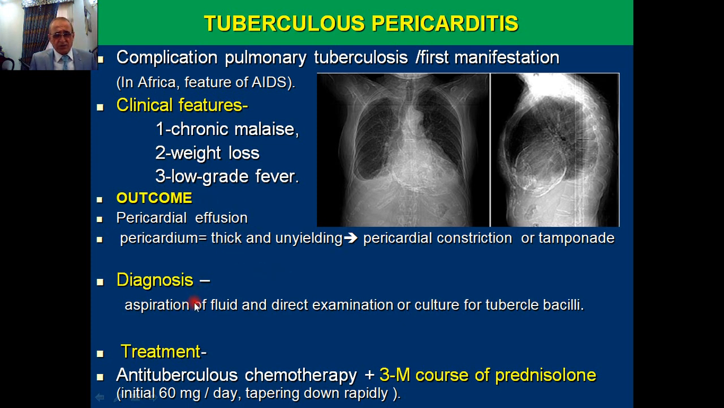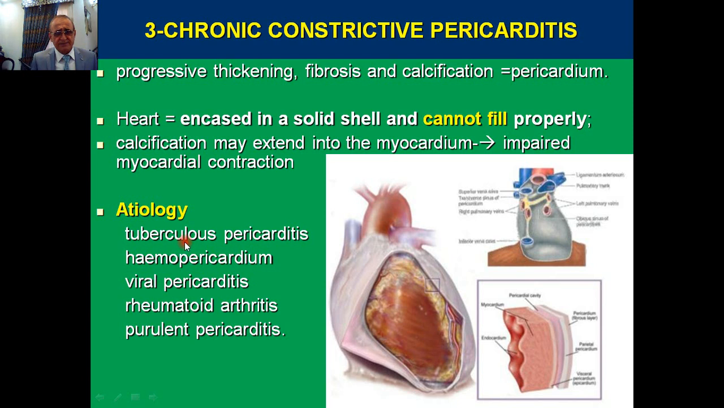Of course, the diagnosis is by aspirating the fluid and direct examination and culture of tubercle bacilli, and treatment involves anti-TB drugs, which you know: rifampicin, INH, ethambutol, and pyrazinamide, and then a 3-month course of prednisolone, initially 6 mg and then repeated tapering. Usually serosal TB needs steroid to prevent adhesion.